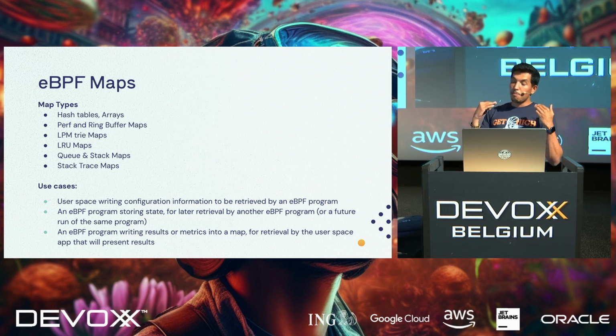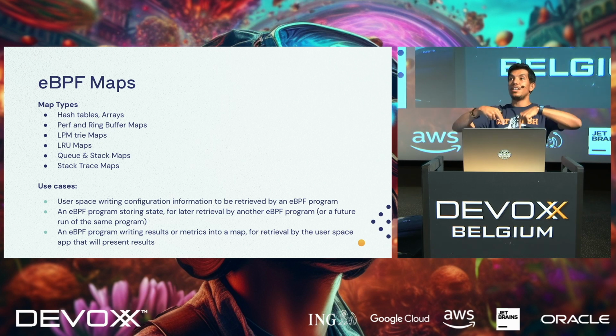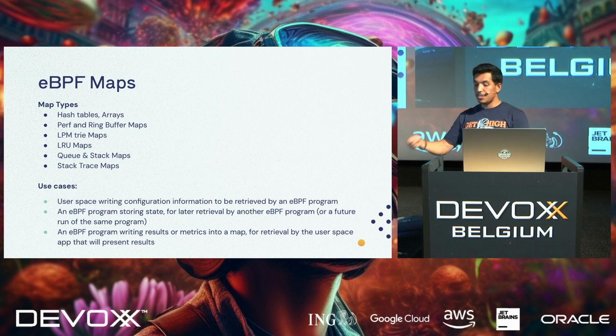But what's powerful is that both the user space programs and the kernel space program can write to maps, which makes it really useful. So you can basically use eBPF maps to keep the state of your program. So whenever you deploy a new version, you have a state.